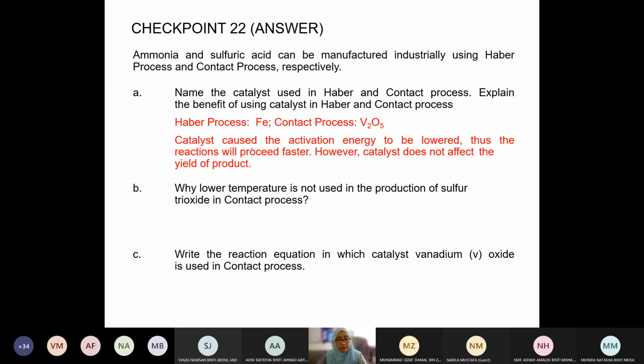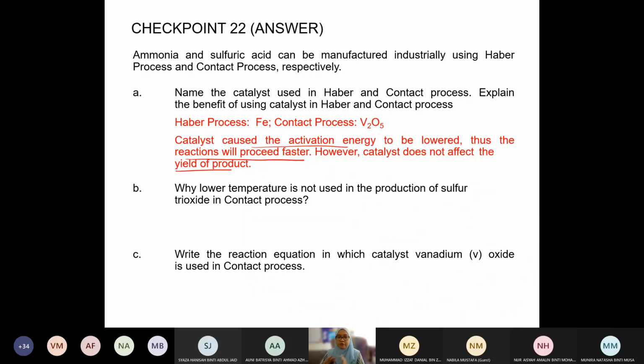Catalyst causes the active... Oh, it's here. Yes. Okay, it's right as I said just now, but you have to make sure that you relate it with the rate. Okay, it's good enough that you said that, but relate it with rate. However, catalyst does not affect the yield of product. It will not affect. Catalyst does not affect the yield of product. It increases the rate of reaction. At the same time, it will produce more product. Not more product. It will produce product at a shorter time. Like that.